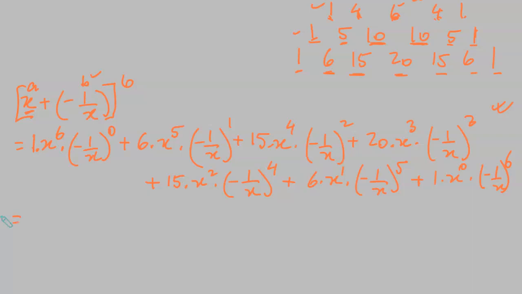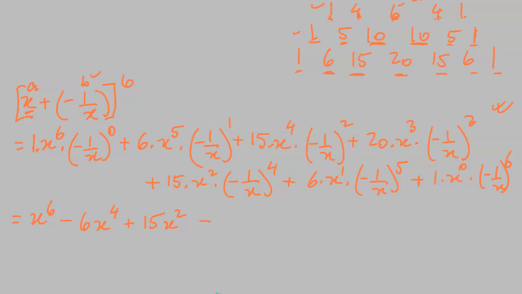So the first term is x to the power of 6. Second term, 6, it will be negative, because negative 1 over x to the power of 1 is negative 1 over x. And x to the power of 5 divided by x will be giving us x to the power of 4. Plus 15 x to the power of 4 in the numerator and x square in the denominator, because negative 1 over x whole square is 1 over x square. So x to the power of 4 divided by x square is x square. 15x square.